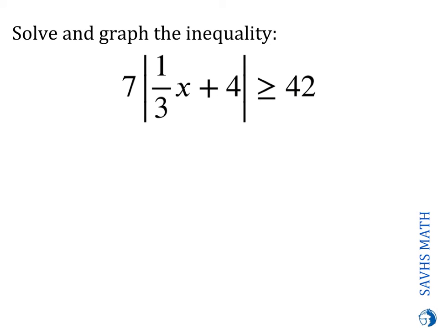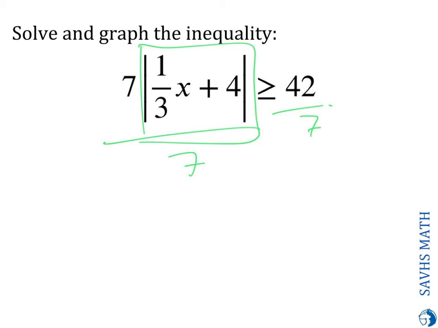Okay. The very last thing that we're going to do today is we're going to talk about some inequalities. And again, we have to kind of go back to what absolute value means. So the first thing I'm going to do, and the first thing you should always do on these types of problems, is get the absolute value by itself. So that means I'm going to divide both sides by 7. And so then I get the absolute value of 1/3 x plus 4 is greater than or equal to 6.